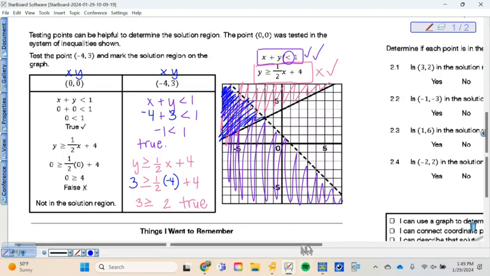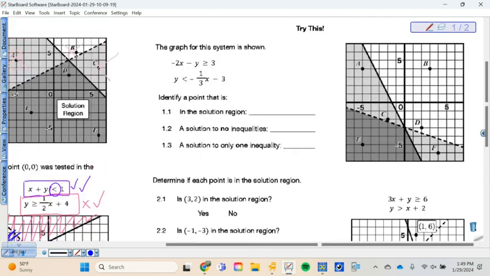I hope so. Okay, I want you to try 1.1, 1.2, and 1.3. I want you to tell me a point that is in the solution region. I want you to tell me a point that is a solution to neither of the inequalities. And I want you to tell me a point that is a solution to one of the inequalities. Three letters, A, B, C, D, E, or F. 1.1 and 1.3. I'm coming around and checking them.